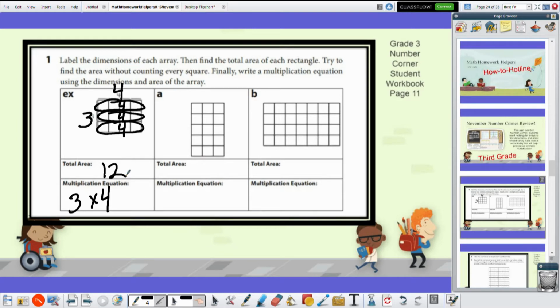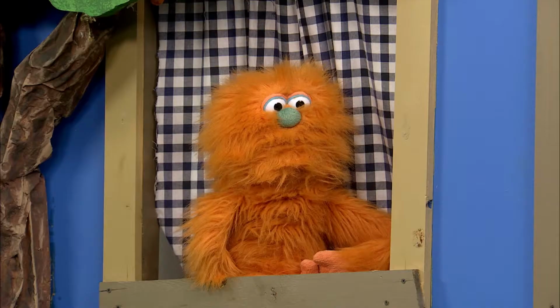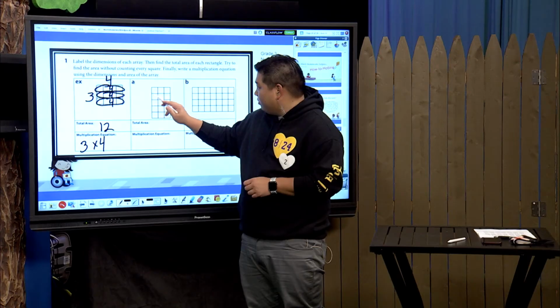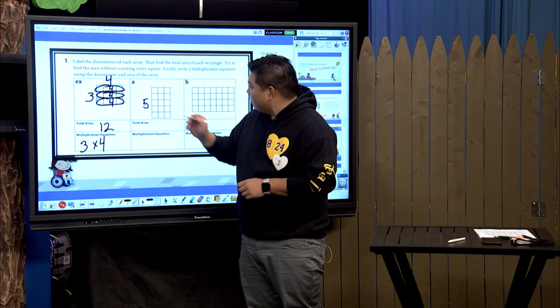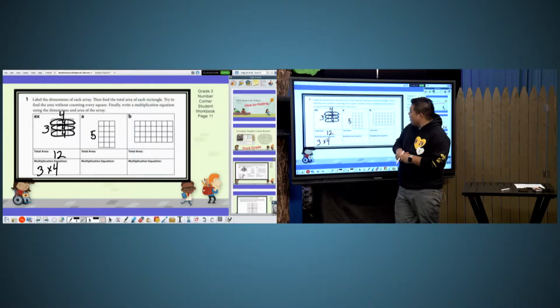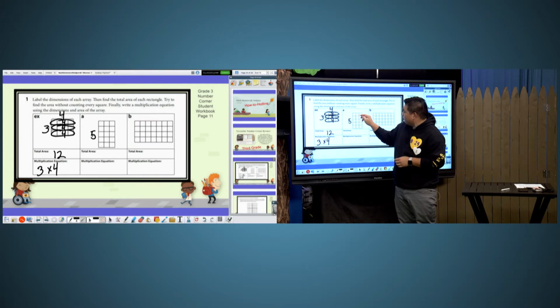Total area. So the first thing we need to do, let's take a look at A. We need to label our dimensions. So how many rows do we have? Let's see here. We have 1, 2, 3, 4, 5. And how many columns do we have? We have 3 columns.